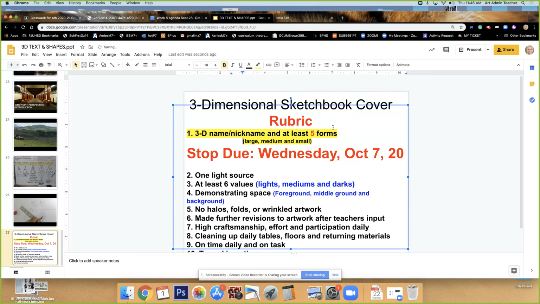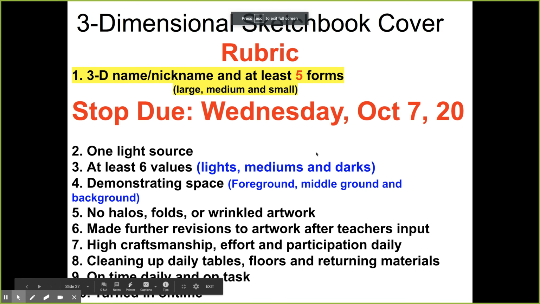So what I want is for you to do a 3D name or nickname and at least 5 forms. Let me put this in present mode so you guys can clearly see that. We're not worrying about all this stuff here. This will be later on next week for you to work on. So we are working on the nickname in 5 forms. And I emphasize large, medium, and small forms, okay?